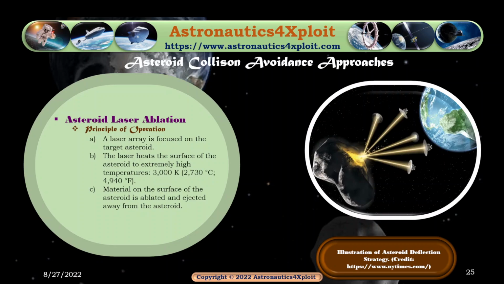The principles of operation of asteroid laser ablation are: a laser array is focused on the target asteroid. The laser heats the surface of the asteroid to extremely high temperatures, and material on the surface of the asteroid is ablated and ejected away from the asteroid. This picture shows an illustration of an asteroid deflection strategy.